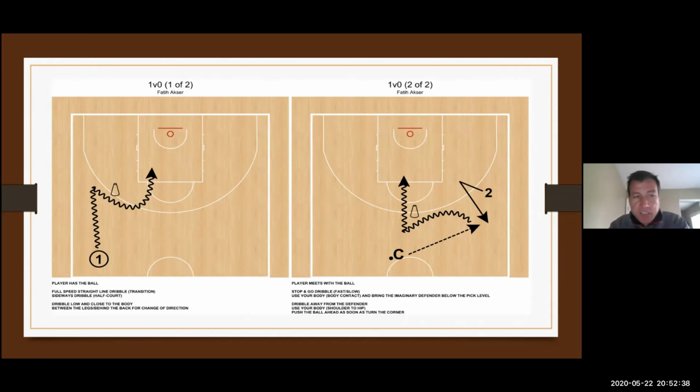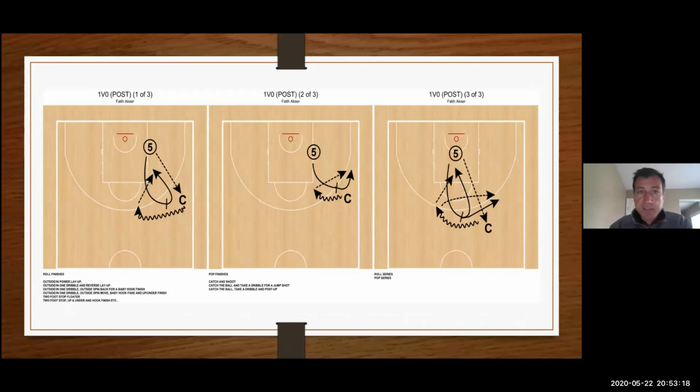So dribble low and close to the bottom, the imaginary defender below the pick level. So we want our dribble away from the defender, use your body, shoulder to head, push the ball ahead as soon as you turn the corner. All those are the basic fundamentals that we would like to go through with our players. So that was for the guards.